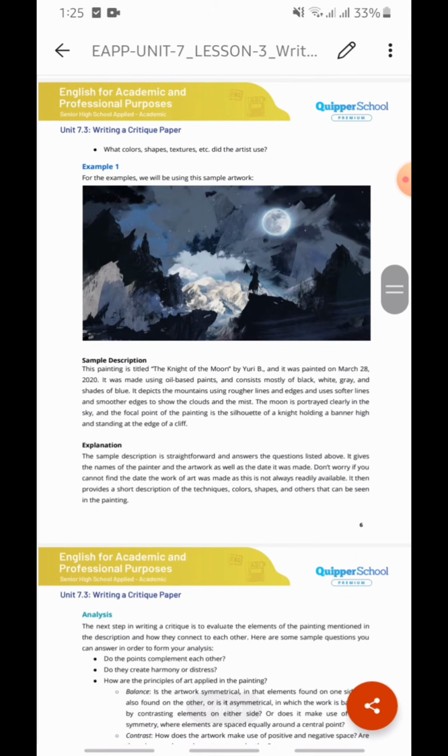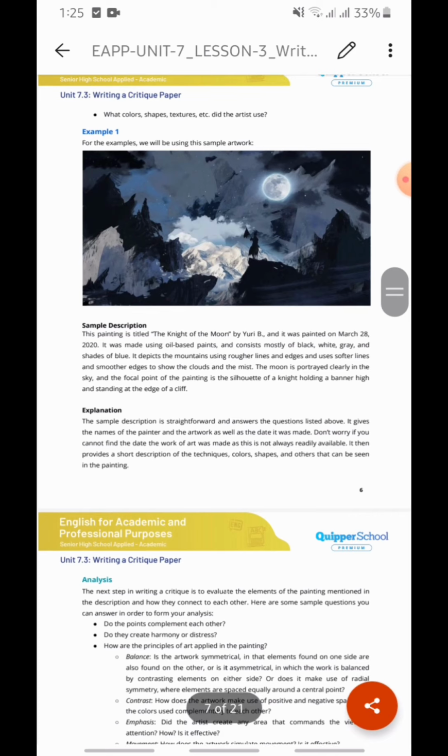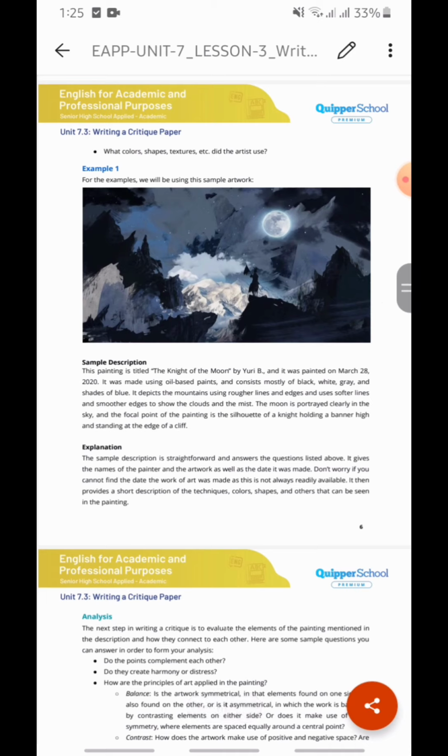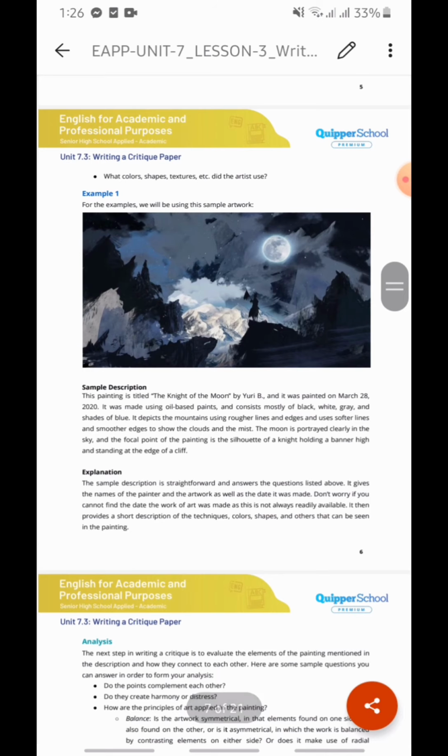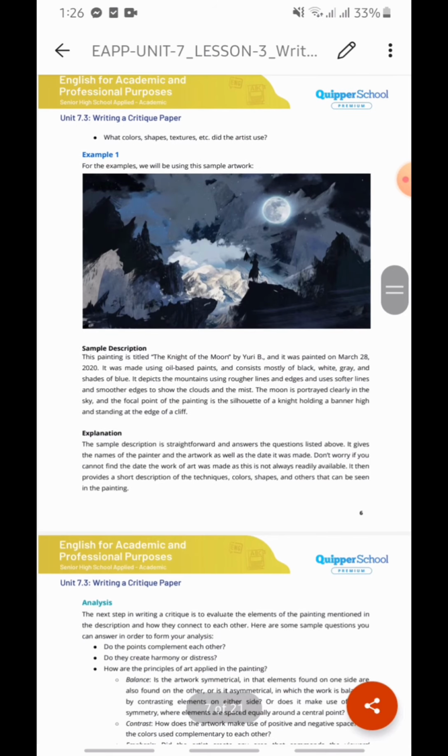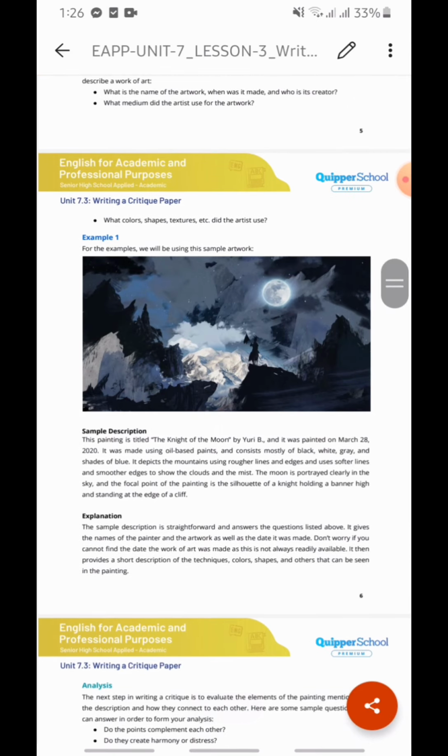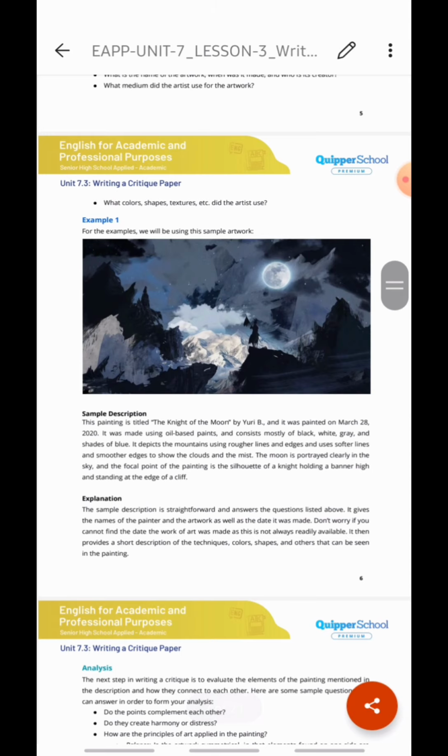So, as I read this one, the description is straightforward and answers the questions listed above. So it gives the names of the painter, so Yori B, and the artwork as well as the date it was made. So complete details jud siya, mga details kung kinsa naghimo, unsa yang mga gigamit sa artwork.